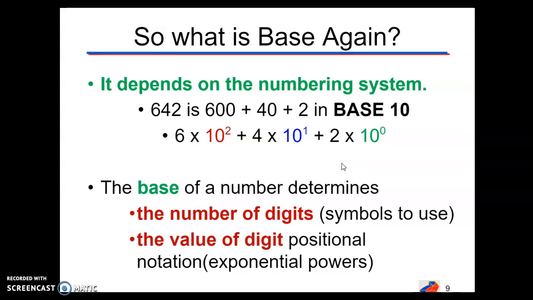So what is the base again? The base depends on the number system. If we look at 642 in base 10, it's 642. But if the base is 8, 642 doesn't mean 642. In order to understand the base, I need to understand the number of digits, the symbols to use looking at the base, and the values of this digit, which is the positional notation from the Edpuzzle video. Exponential powers depend on the base.